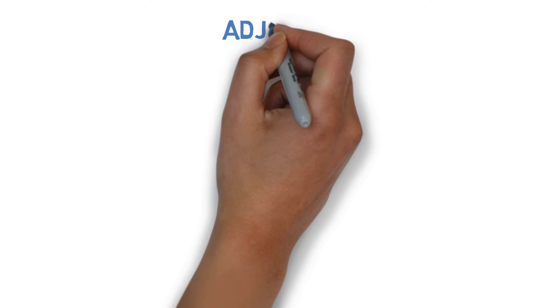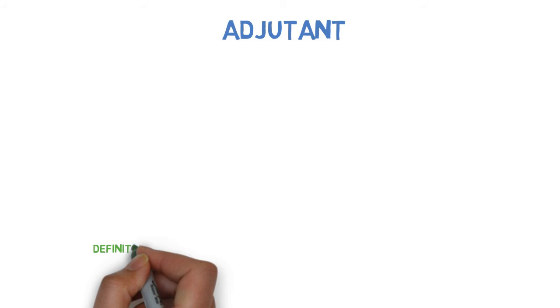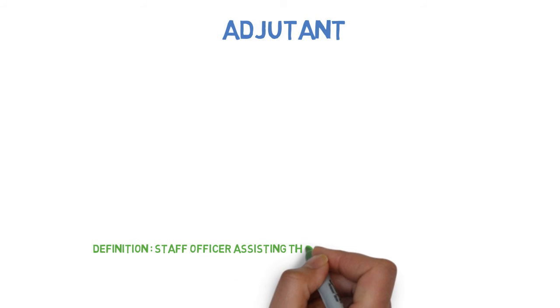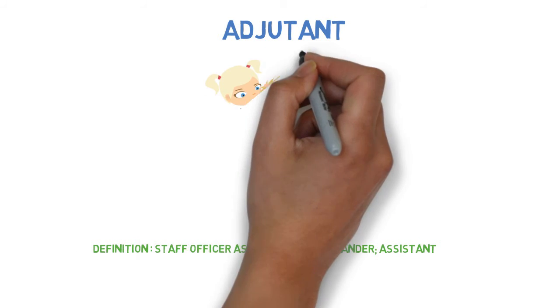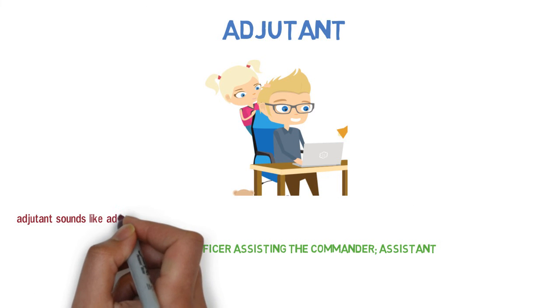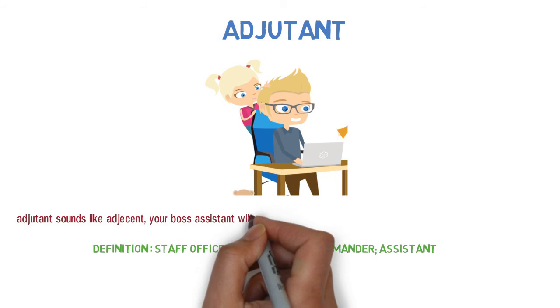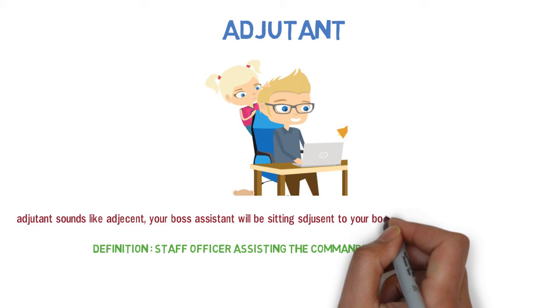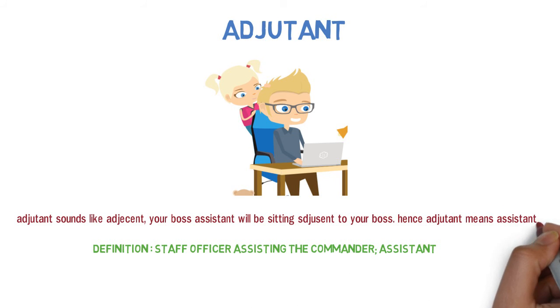Now adjutant. Definition of adjutant is staff officer assisting the commander, or an assistant. Okay, and the mnemonic which we can use here is, adjutant sounds like adjacent. Your boss's assistant will be sitting adjacent to your boss, and hence adjutant means assistant. Okay, here you can see that the assistant is sitting behind the boss, so adjutant sounds like adjacent, so the assistant is sitting adjacent to the boss.